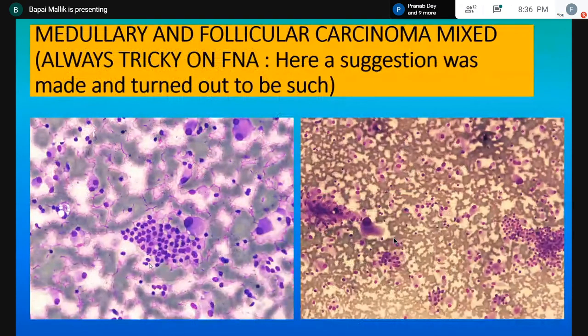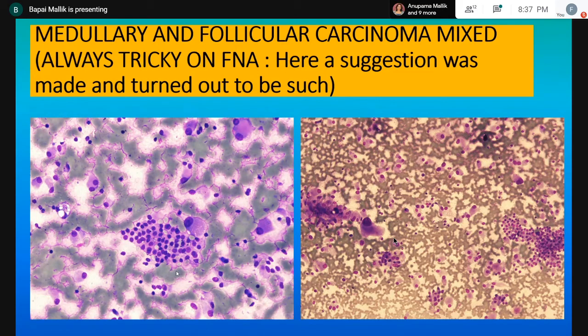So this is a pretty interesting entity, medullary thyroid carcinoma and follicular carcinoma mixed. So very few tumors can have both of them mixed, right? Can you diagnose it on FNA? It's difficult. Now here you have got these cells. These are cells of medullary cancer. But then you have these kind of aggregates of cells coming. They're not exactly microfollicles. Maybe something over here. But even medullary thyroid carcinomas can show microfollicles.